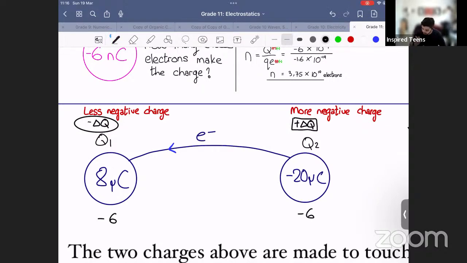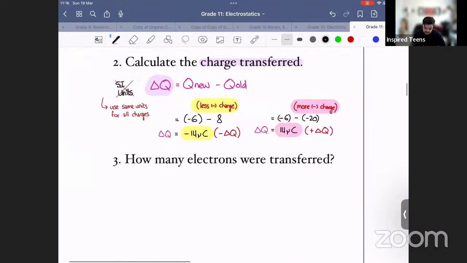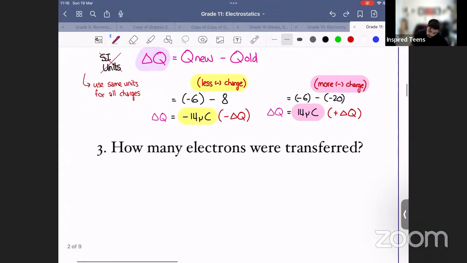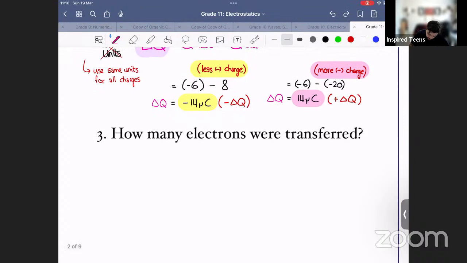Okay, so let's move on to the last one that says how many electrons are transferred. So when it comes to electrons transferred, we know one formula actually, and that formula is Q is equal to N times QE.